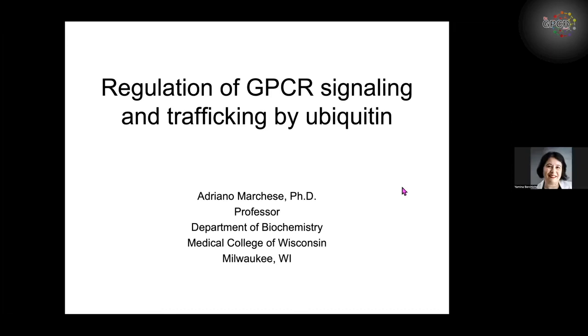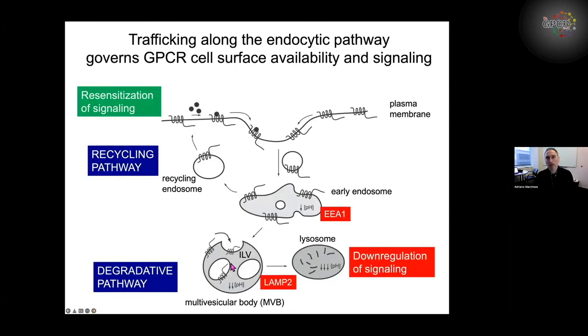Thank you. Welcome, everybody. As Yamina said, I'll be talking today about GPCR regulation by ubiquitin. It's a topic that we've been working on in my lab for a while now, really in relationship to the endocytic pathway. Here's a diagram showing the trafficking along the endocytic pathway that GPCRs take. Certainly this type of trafficking governs the cell surface availability of receptors, so it affects agonist responsiveness quite well.